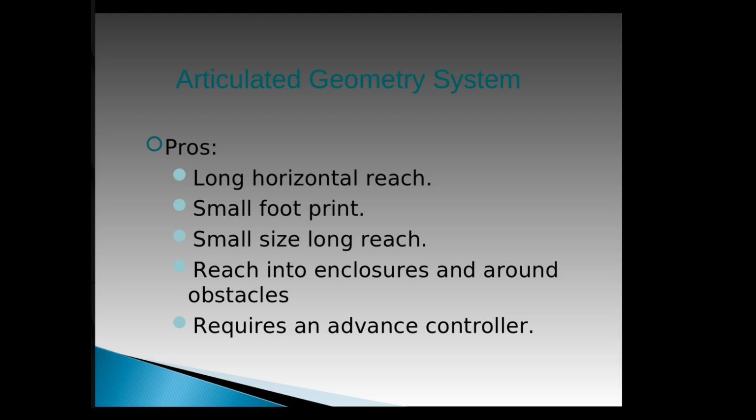Okay. Advantages of these, they usually have a pretty long horizontal reach out. They have a small footprint, small size with a long reach. They can reach into enclosures and around obstacles much easier than, say, the spherical or even the gantry. They can reach in and move around these obstacles more because they have 6 degrees of freedom, and they can do a lot of different positions, just like you can with your hand and arm.